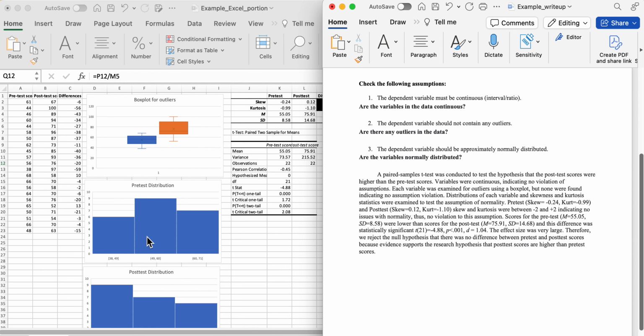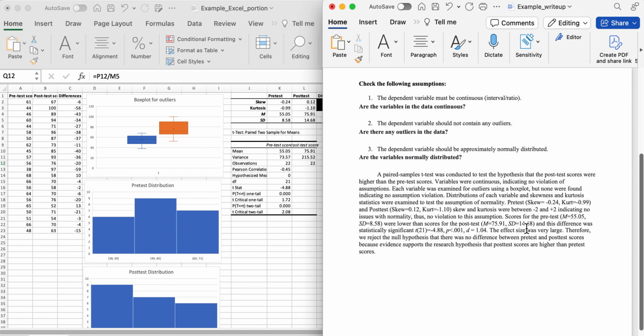But I have these things to tell me that there's no assumption violation here. So since there's no assumption violation, we need to report the numbers here. So these are the skew and kurtosis for pretest, the skew and kurtosis for post-test, and the indication that it's between these. These are the numbers that I'm using. So there's no issues with normality, thus no assumption violation.